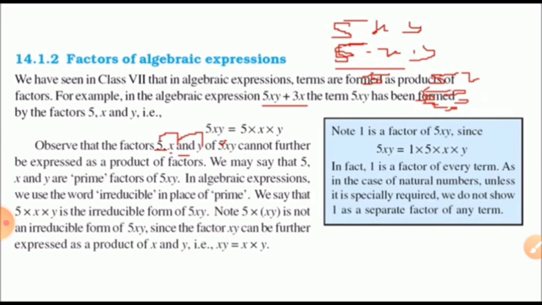And it cannot be further expressed as a product of factors. These are the prime factorizations, or we can say irreducible. Irreducible means it cannot be divided further. It's the last simplest form. Yes, you know this word, simplest form. It cannot be smaller than that. Correct.